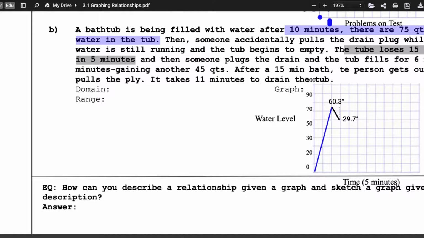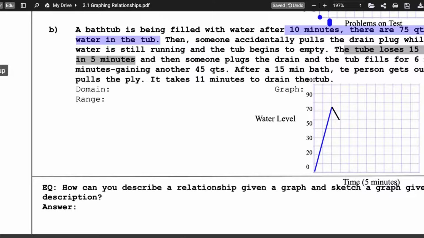It's got to be right there. Yeah, that checks out. So in 5 minutes, it's now at 16. So that's where I ended up. And then someone's like, oh crap, their tub's losing water. And so they plug it back in and fill it again for another 6 minutes. And this time, in the 6 minutes, it gains 45 quarts.